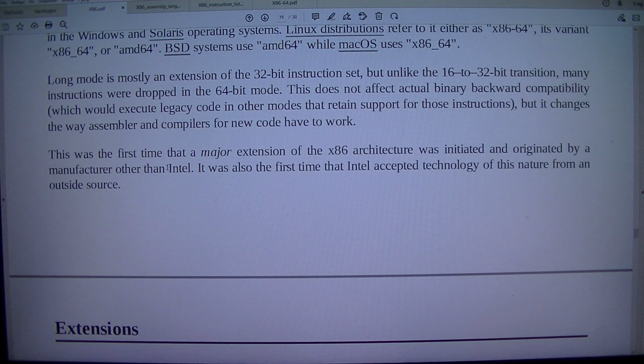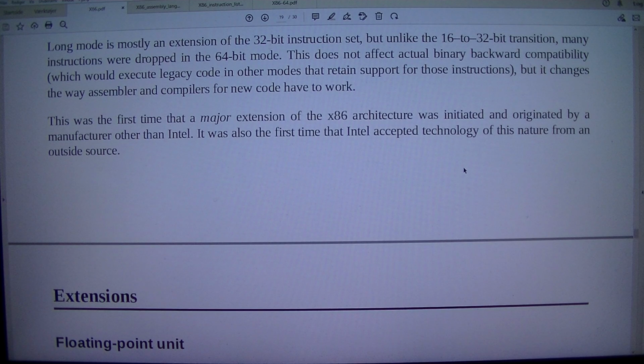This was the first time that a major extension of the x86 architecture was initiated and originated by a manufacturer other than Intel. It was also the first time that Intel accepted technology of this nature from an outside source.